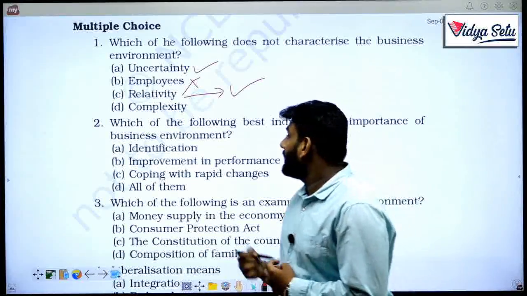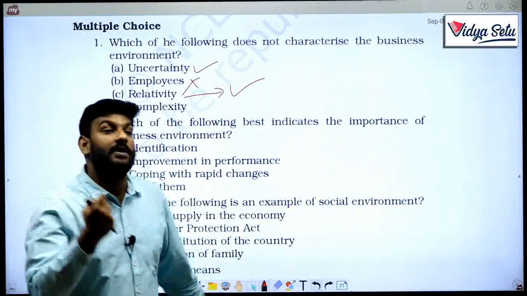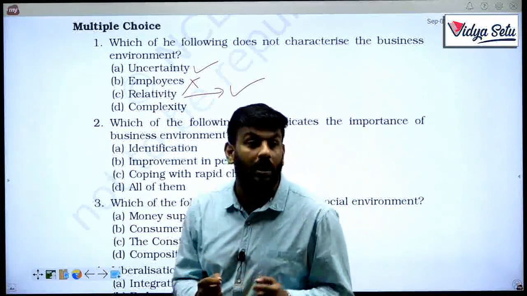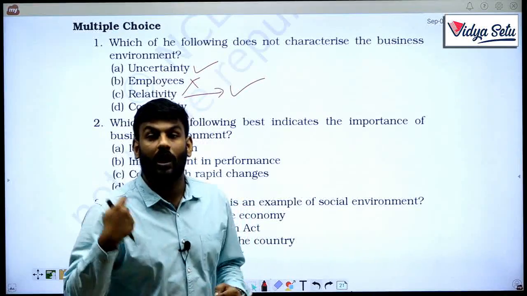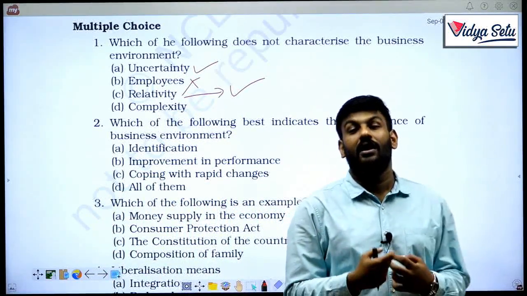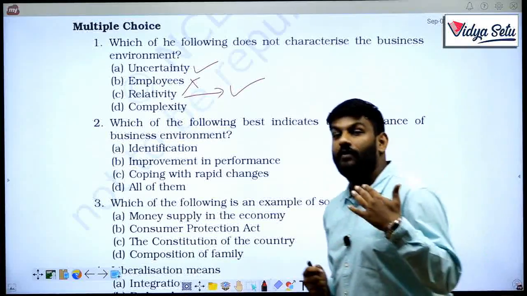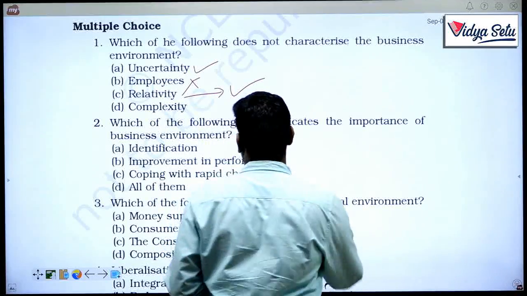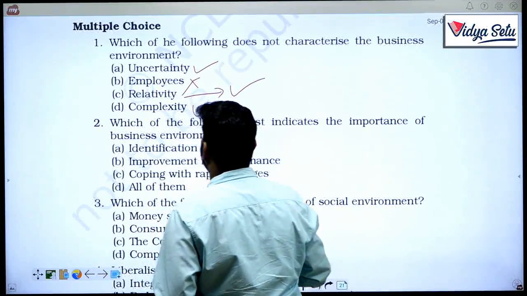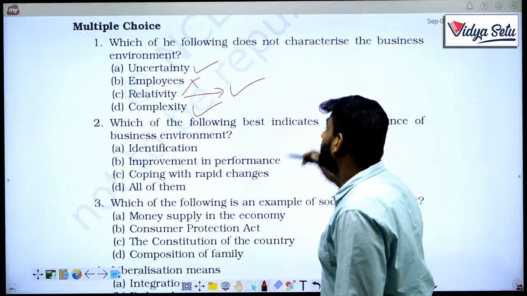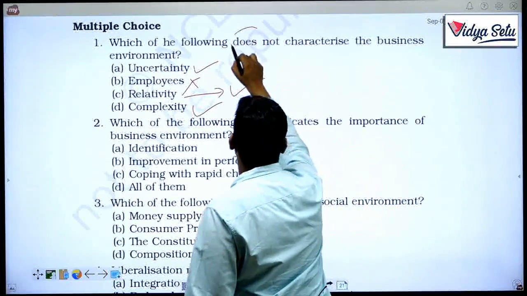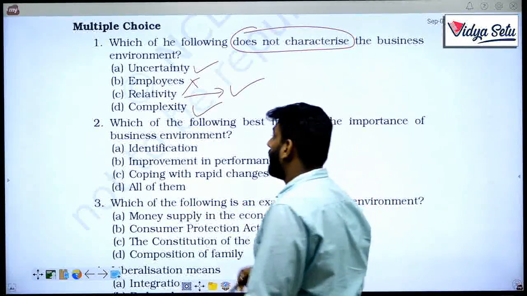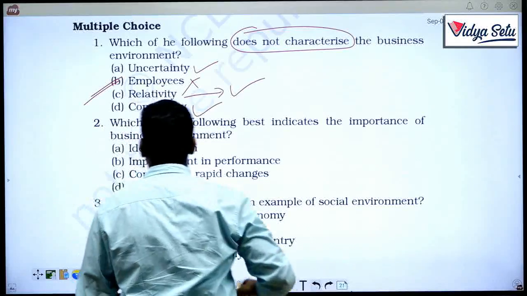Next, does it deal with complexity? Yes, my friends, business environment always deals with complexity. Initially it is simple in form, but after taking a whole look and the impact on the whole organization, it becomes complex to decide what kind of environment or strategy we need to follow. So this is also a characteristic of business environment. So what is my correct answer? The question is which does not characterize. You need to answer does not characterize. Our answer is B, that is employees.